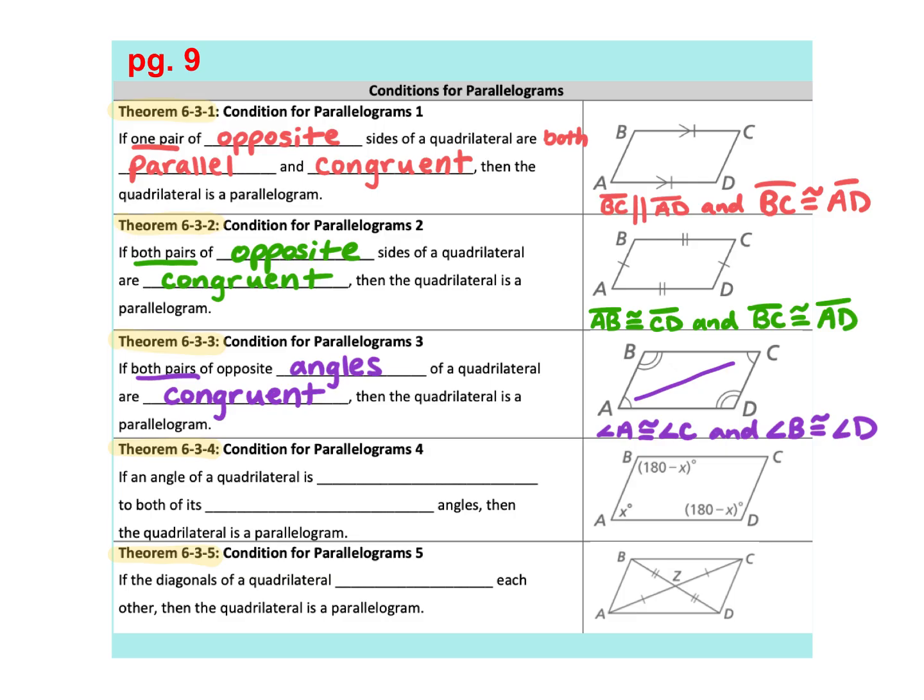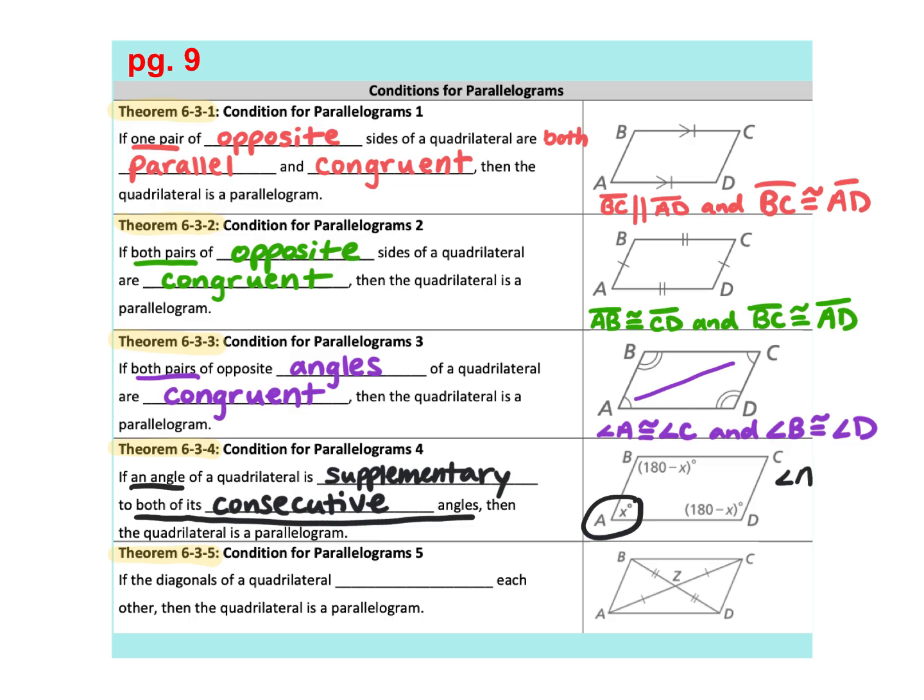The fourth way that we can prove that a quadrilateral is a parallelogram is if an angle of a quadrilateral is supplementary to both of its consecutive angles, then the quadrilateral is a parallelogram. So in our picture right here, we're going to focus in on angle A. Notice that angle A and angle B are supplementary because angle B is just 180 minus angle A, which is X. Supplementary, as we know, just means they add to 180 degrees.